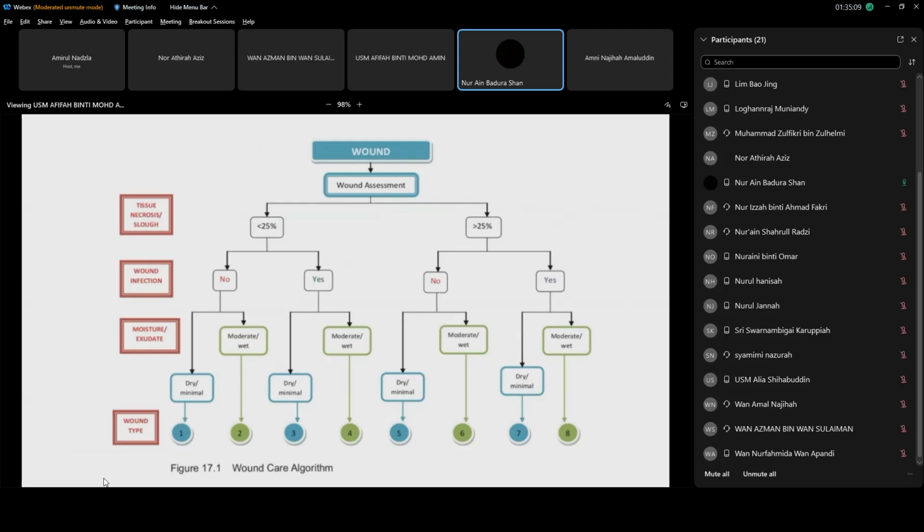And the third is we want to know whether it is a dry or wet wound. Because for a dry wound, we will need to use a different dressing, and for a moist wound, we will need to use a different dressing. Okay, so based on all this, it will give 8 different categories of wound. We will go one by one.